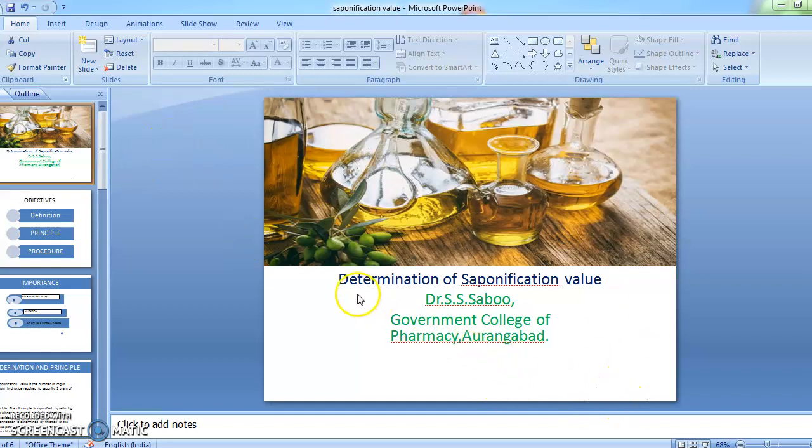Hello, my dear student. Today we discuss the determination of saponification value. It is one of the important practicals in your syllabus regarding the analysis of fats and oils.